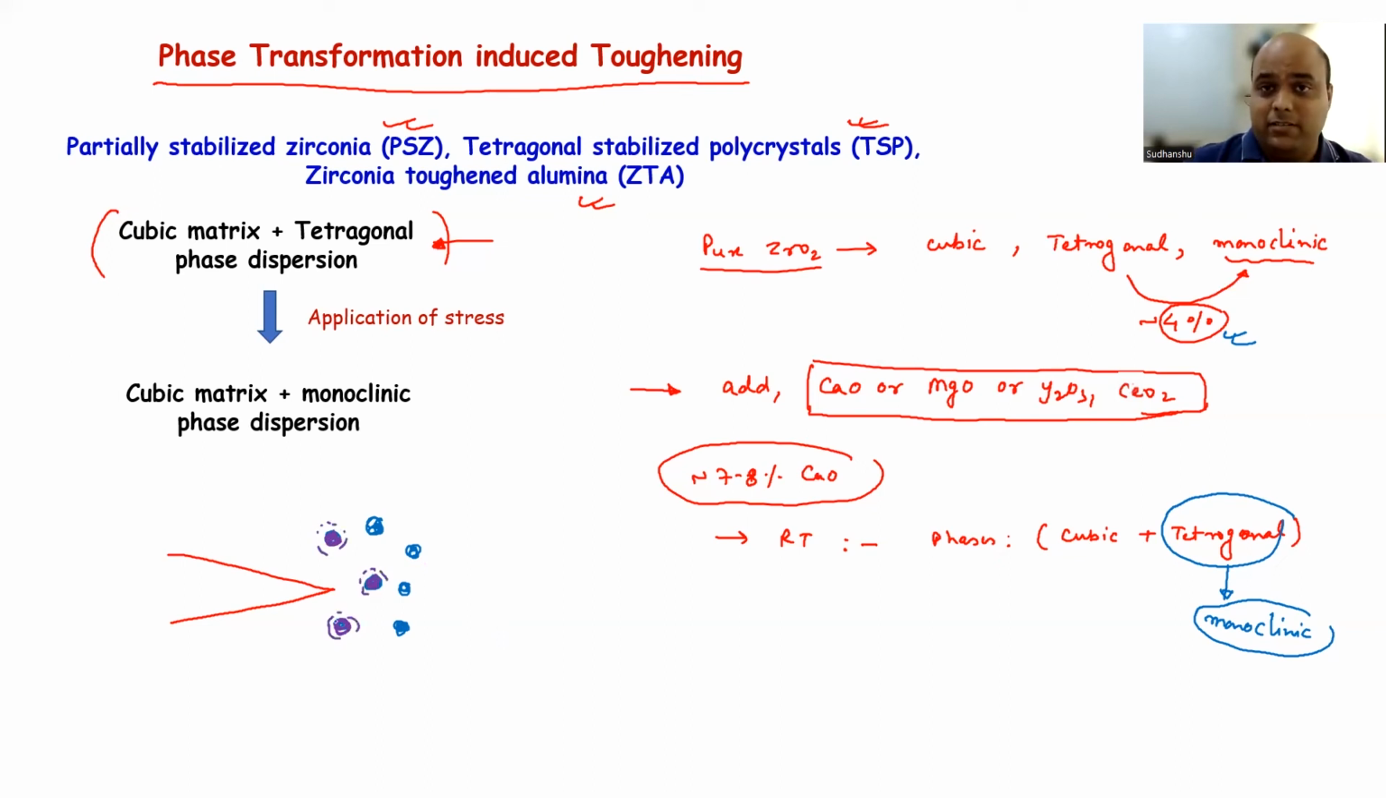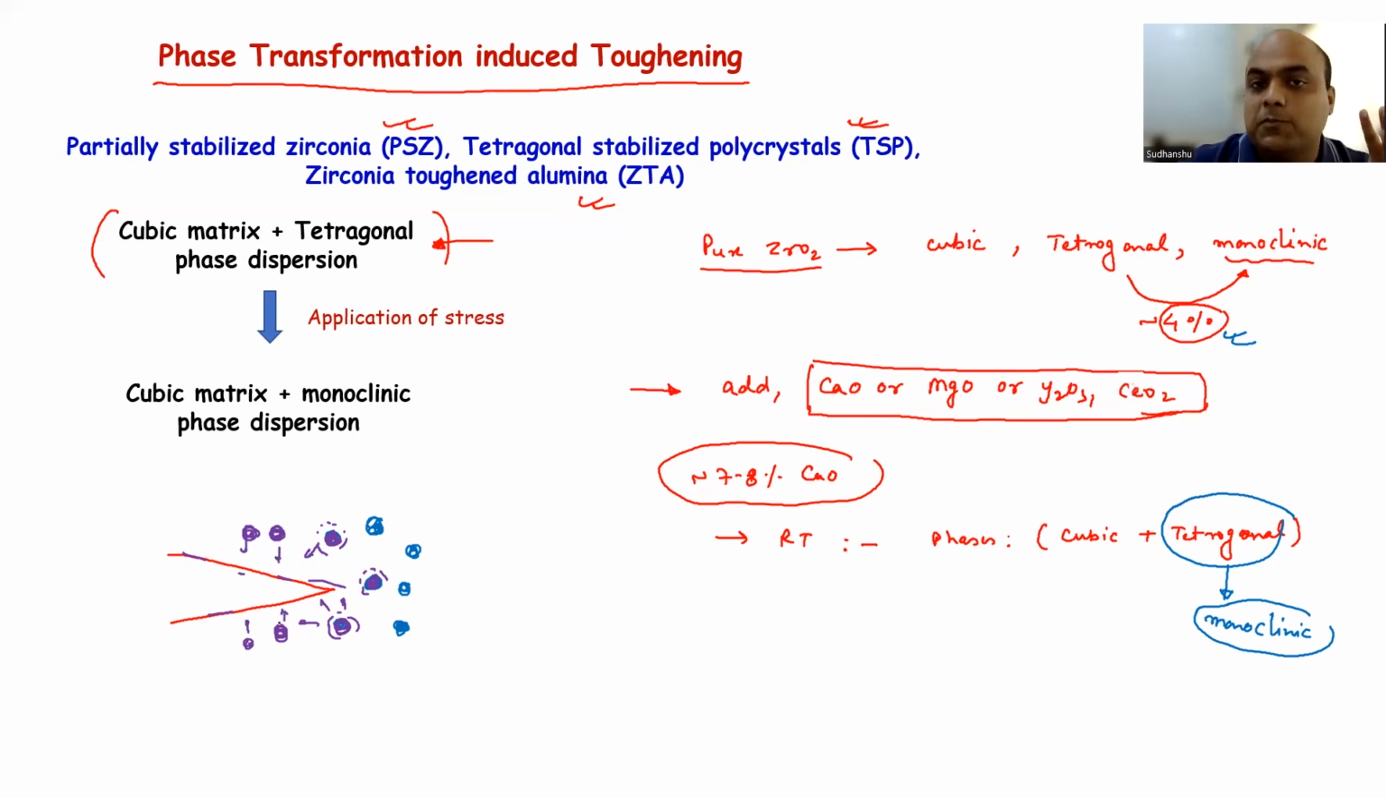But the cubic phase is there. Now, what will happen? The cubic phase is going to observe compressive stresses, right? Because these tetragonal phases which have transformed to monoclinic, they are going to expand, right? But the cubic phase is there. So what is going to happen? They are going to have compressive stresses, right? Now think about it. You have a crack here. Now you have all these transformed particles of phases in the wake of the crack. You are going to have compressive stresses, right?